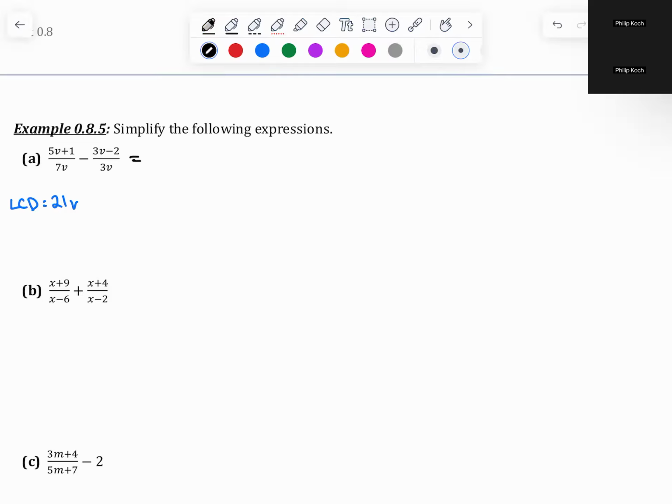So 5v plus 1 over 7v. What is it missing from the LCD? How do we get to an LCD of 21? You multiply by 3 over 3. Minus 3v minus 2 over 3v. And what is it missing? The 7. So multiply by 7 over 7.